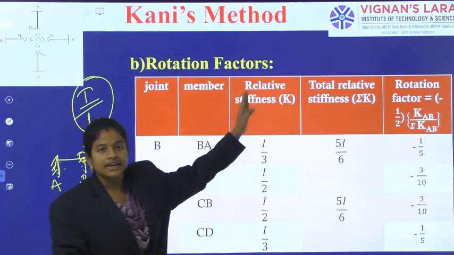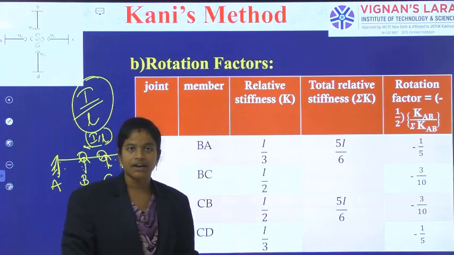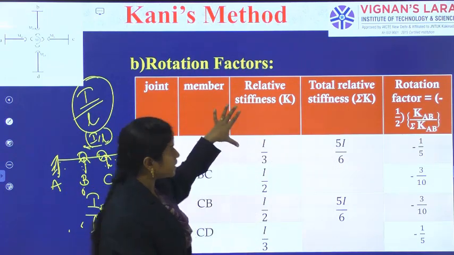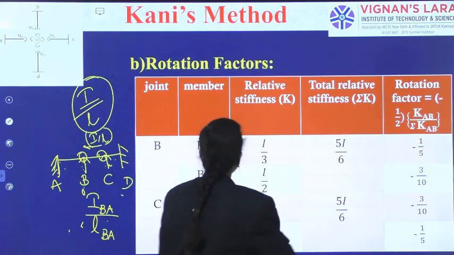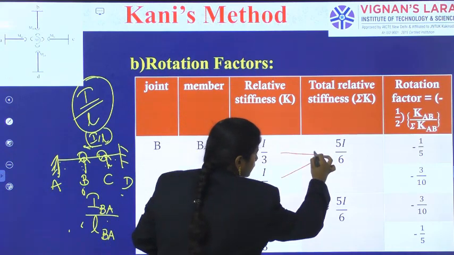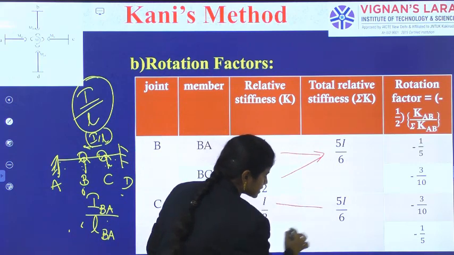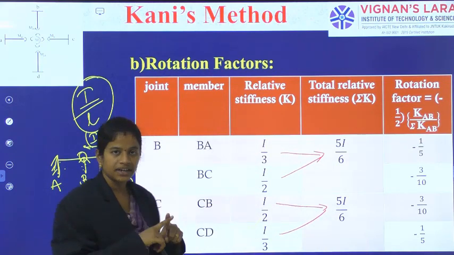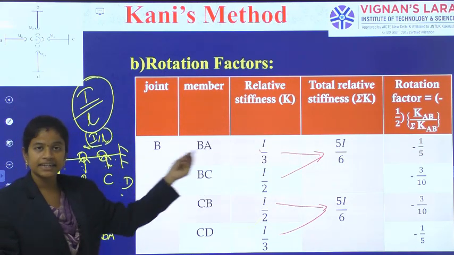Okay, so the relative stiffness for the members BA, BC, CB and CD we have done. Next, the total relative stiffness at the joint. Summing the relative stiffness of the two members in combination, we have got 5I by 6. The sum of these two answers I have got as 5I by 6. Again summing up these two answers, because these two members are connected at the joint which is C. Similarly, these two members are joined at B.